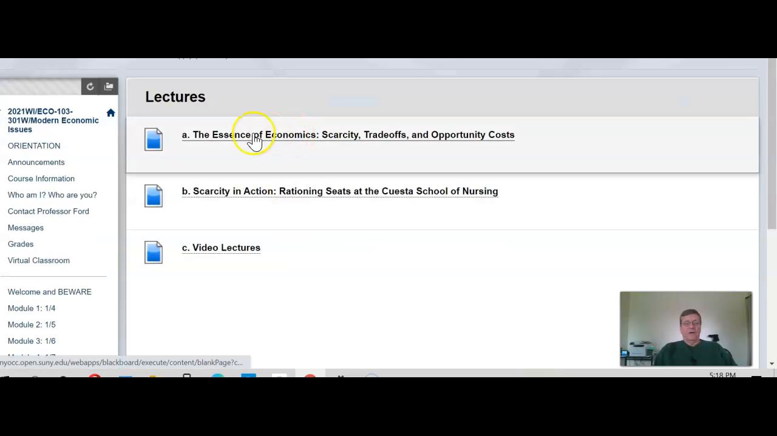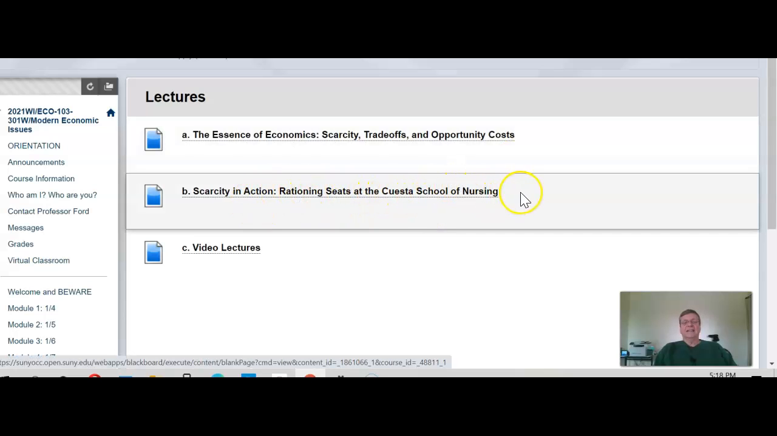We've got here a very short thing, a little cartoon from the Wall Street Journal that I think you'll get a kick out of. But yes, essence of economics, scarcity. Again, I talked about that, scarcity of time. Trade-offs and opportunity costs. And speaking of scarcity, rationing the seats at the Cuesta School of Nursing. You'll find this fascinating, as I did.